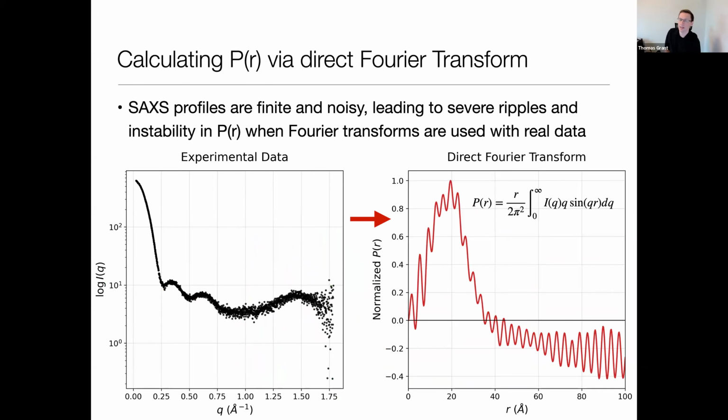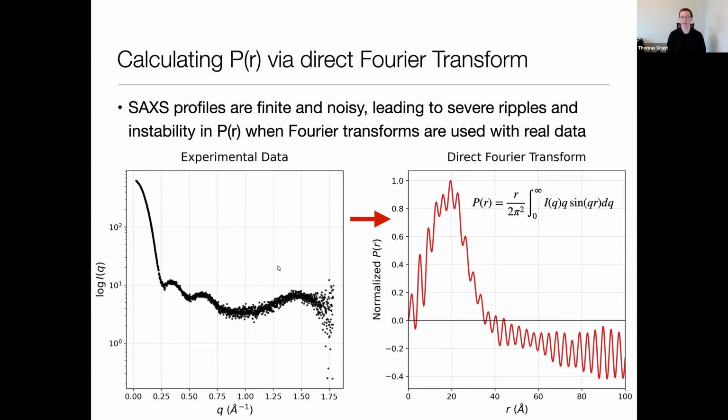So in order to calculate this P of R curve, we use a Fourier transform, right? And so I gave you this equation before, which is a sine transform of the intensity function to get this P of R curve. And this is what happens when you take real experimental data and get this P of R curve. You get this really wiggly, ripply, artifact-filled P of R curve, right? And this is useful, but it's not terribly useful for figuring out what the real P of R curve of the particle is, because the actual particle doesn't have all these ripples in the P of R curve.